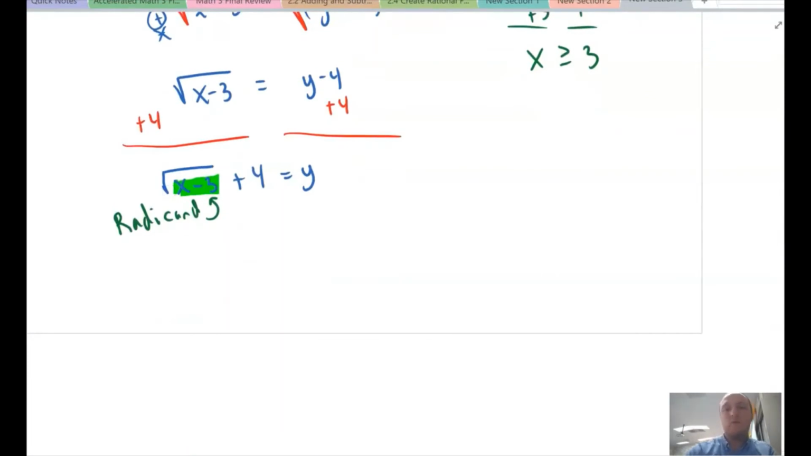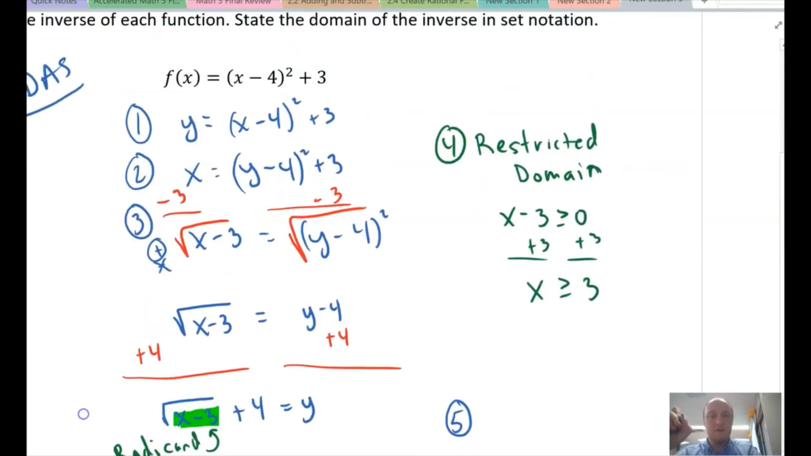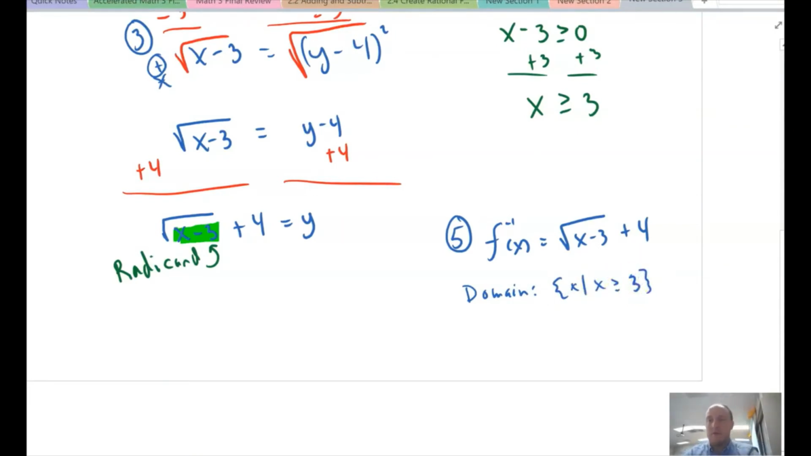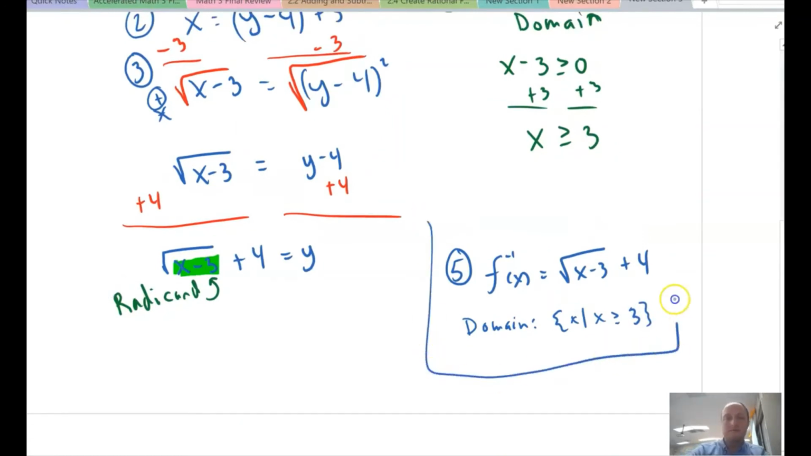And then step 5, we'll write our final response. Here is our inverse function. This function is named f. So f inverse of x is equal to the square root of x minus 3, plus 4, and then our restricted domain are our x values such that x is greater than or equal to 3. Must be greater than or equal to 3. Okay, there's your answer.